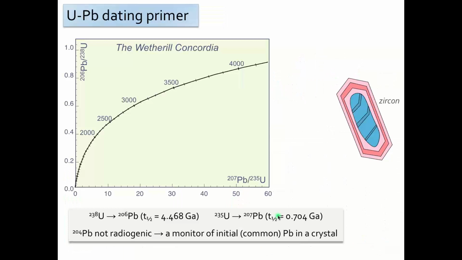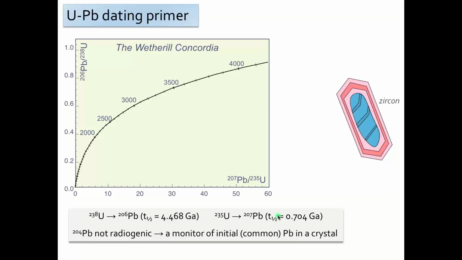And now, a quick uranium-lead dating primer. So uranium has two isotopes which are radioactive. There's uranium-238, which decays to lead-206, with a half-life roughly equal to that of the solar system, about 4.5 billion years. And then uranium-235, which decays to lead-207, with a half-life of around 700 million years.